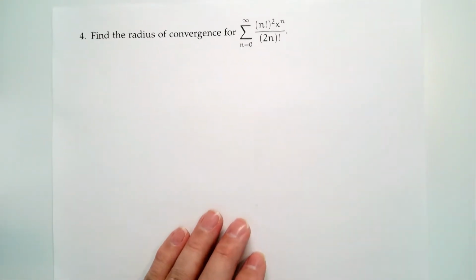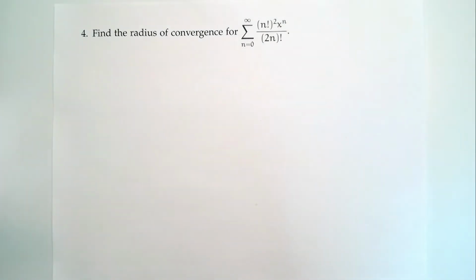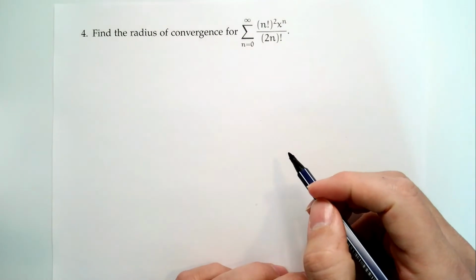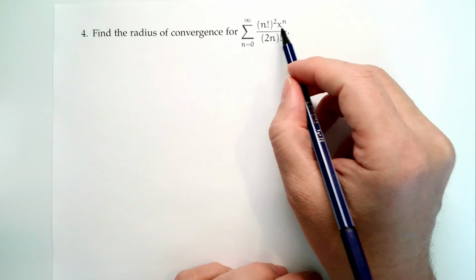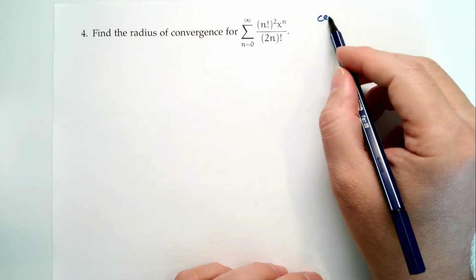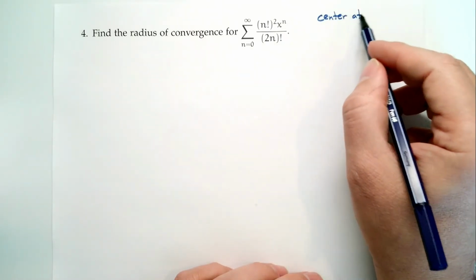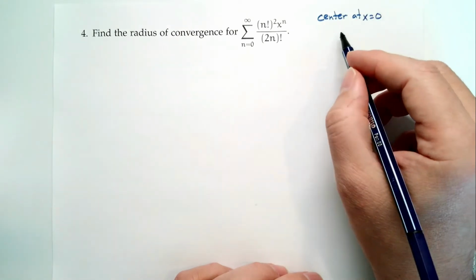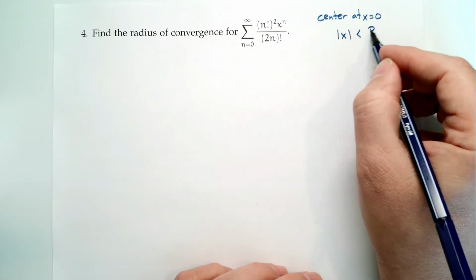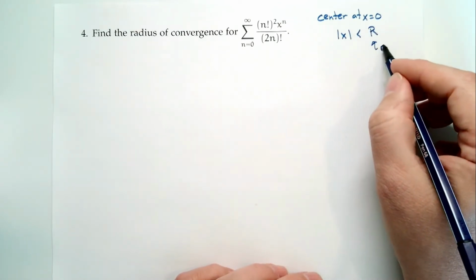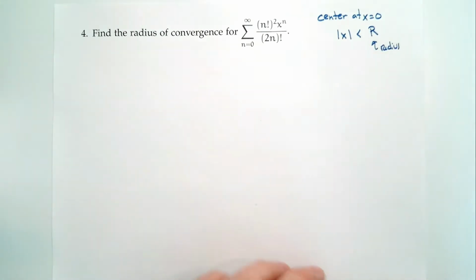Number 4. Find the radius of convergence for the sum 0 to infinity n factorial squared x to the n over 2n factorial. All right, so notice our center here. It doesn't ask us for it, but we can just say it really quick. That's at x equals 0. So what we're looking for is we're saying it should converge for absolute value of x less than r. This is the radius that we're after. That's what we're trying to find.